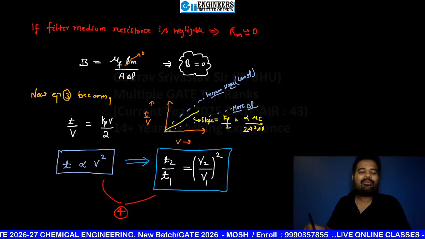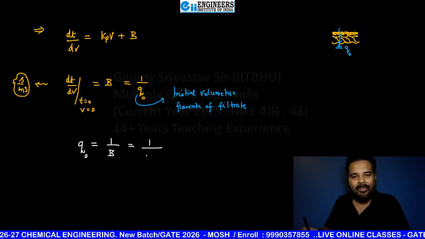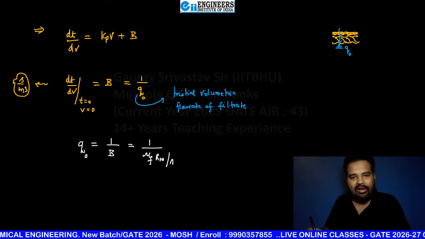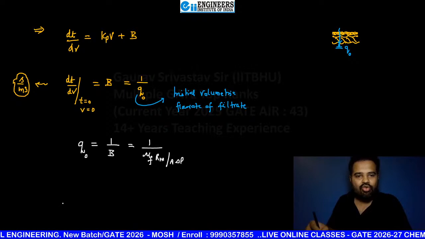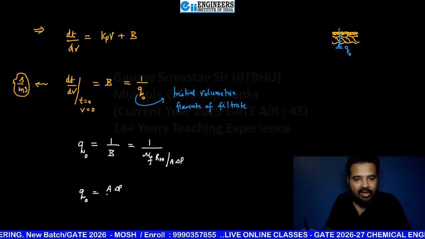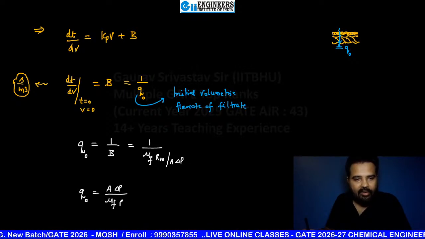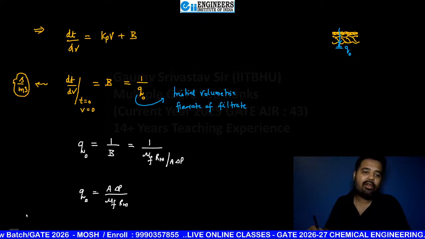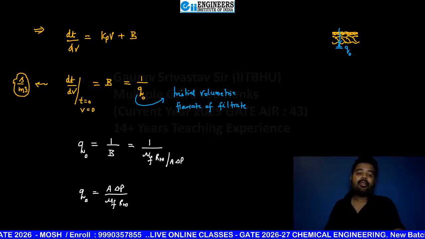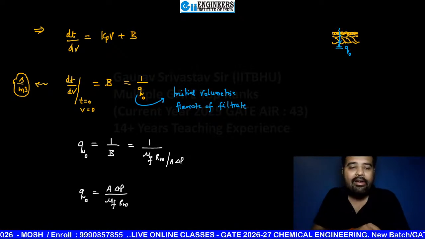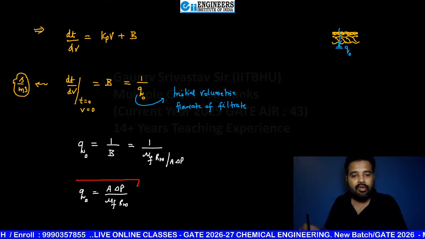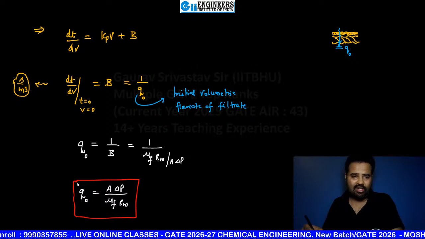That b was mu f Rm upon A delta P. So this Q naught can be written as A delta P upon mu f Rm. That means for constant pressure filtration, you need the overall pressure drop, the cross sectional area of your filter, the viscosity of filtrate and the filter media resistance only. Tell me, is everyone clear? Everyone, crystal clear?